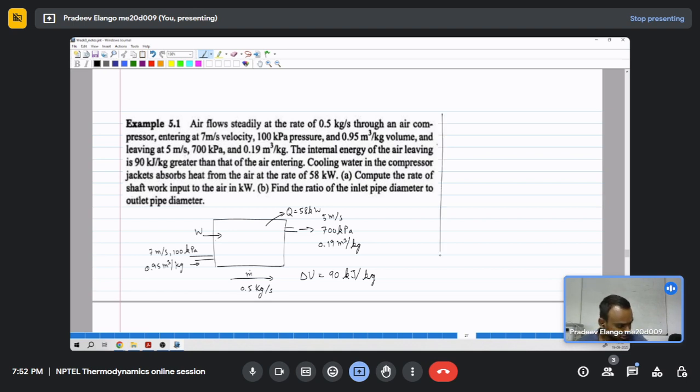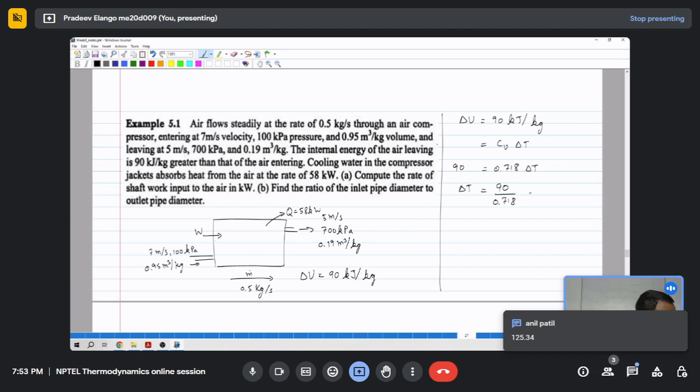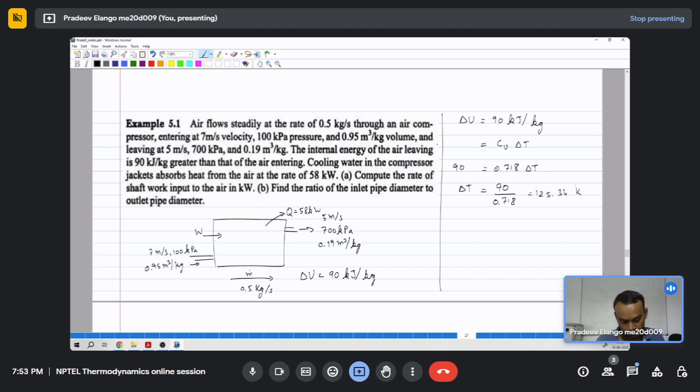Since the change in internal energy is given, delta U is 90 kilojoule per kg. It is per kg, so we will have only Cv into delta T. So 90 into 10 power 3 is equal to 0.718 delta T. So delta T is 90 by 0.718, that is 125.34 Kelvin or degree Celsius, which is the change in temperature.